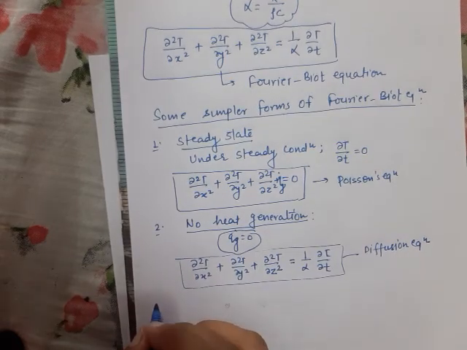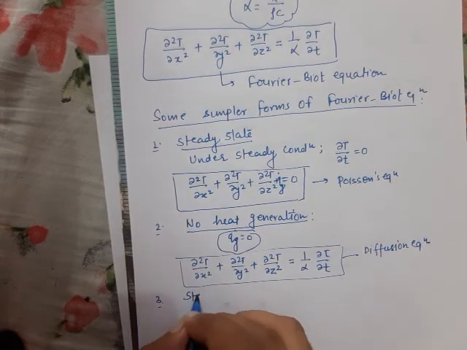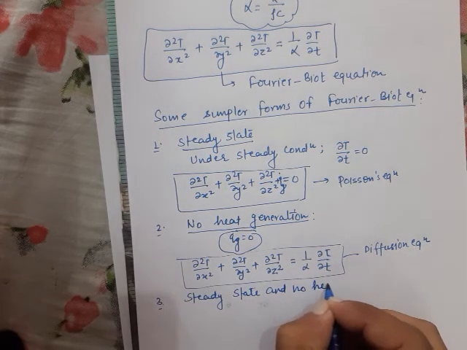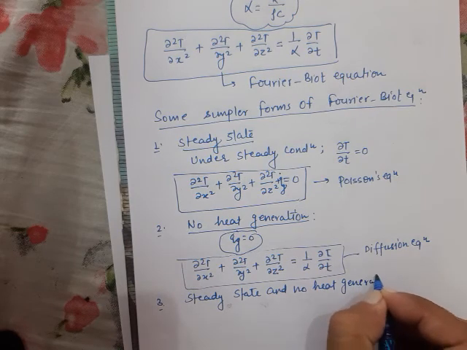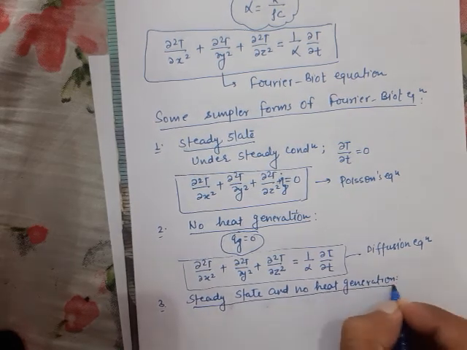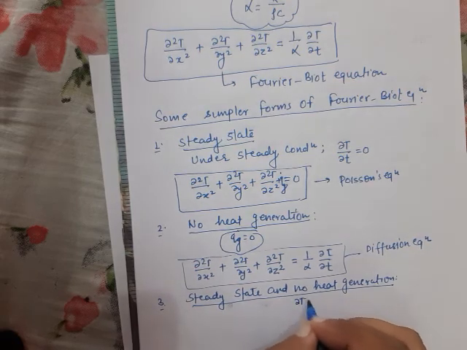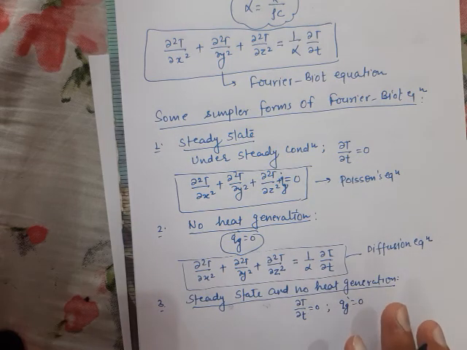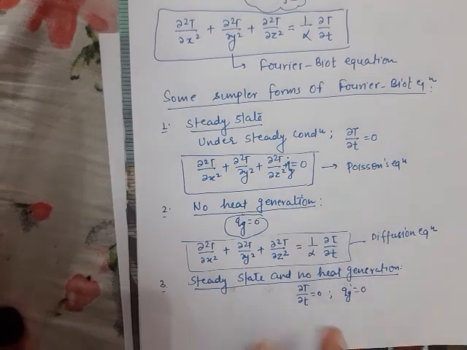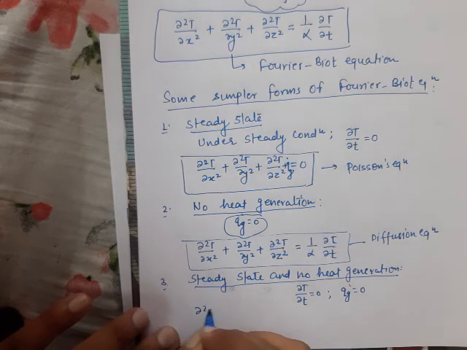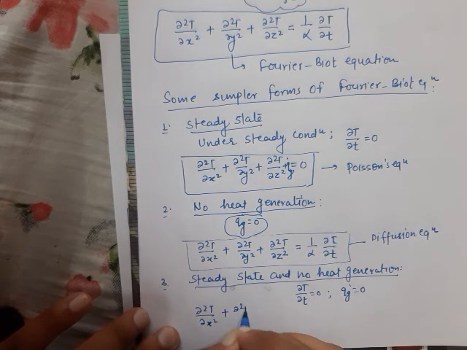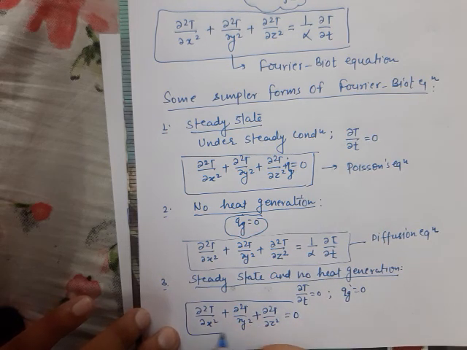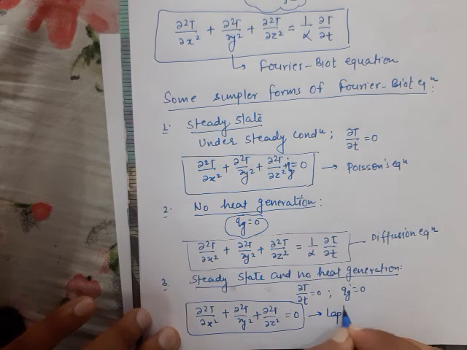Now I am using both the expressions simultaneously. Let there be steady state and no heat generation. In this case, both terms would be 0: del T upon del t is equal to 0 and Q dot G is 0. So the equation would become del square T upon del x square plus del square T upon del y square plus del square T upon del z square is equal to 0. You all know this equation is known as the Laplace equation.